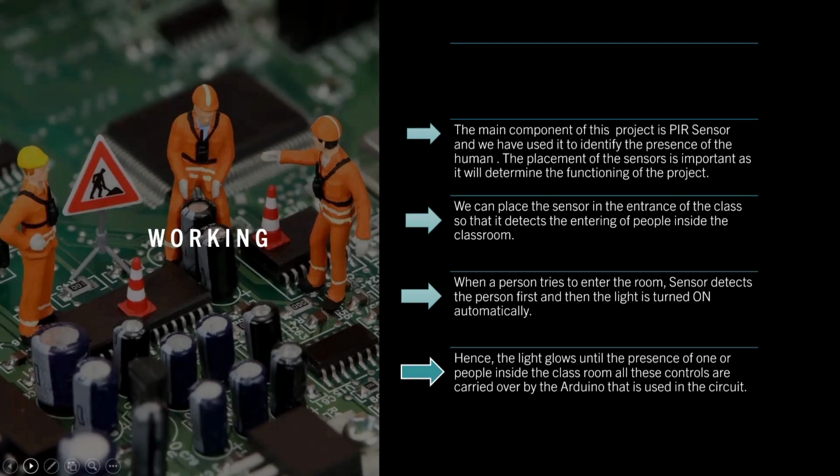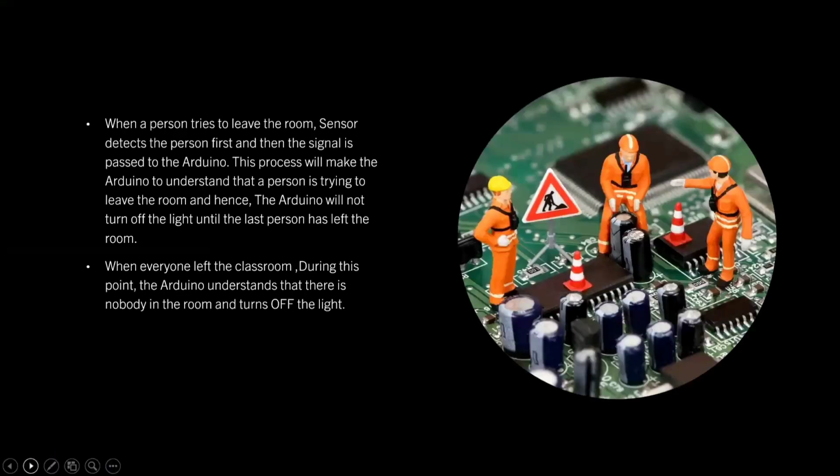All the controls are carried out by the Arduino that is used in the following circuit. When a person tries to leave the room, the sensor detects the person first and then the signal is passed to the Arduino. This makes the Arduino understand that a person is trying to leave the room, and hence it will not turn off the light until the last person has left. When everyone has left the classroom, the Arduino understands that there is nobody inside and automatically turns off the light.